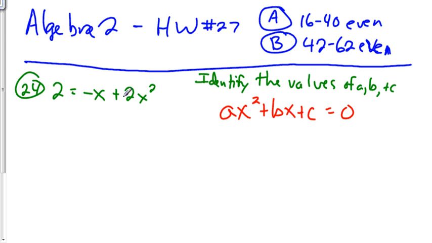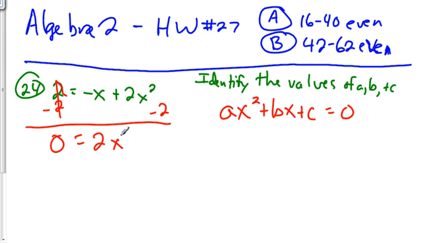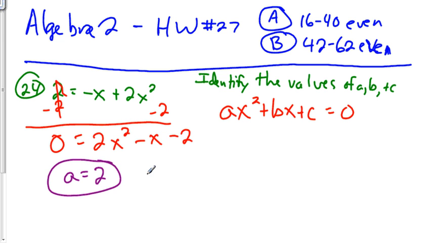I have two of them here, so I'm going to bring the third term over. Subtract 2, those cancel out, that gives me 0. Now I'm going to write them in descending order, 2x squared minus x minus 2. Now when they say, tell me what a, b, and c are, a is the coefficient of x squared, that's 2. b is the coefficient of x, understood as 1, that's going to be negative 1.